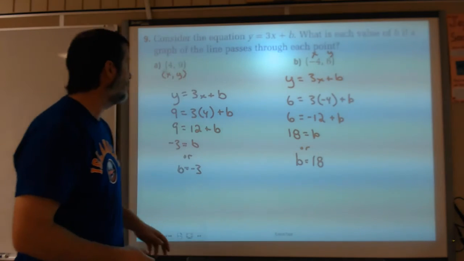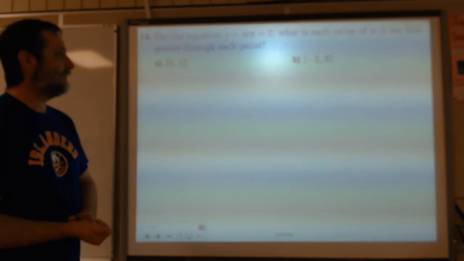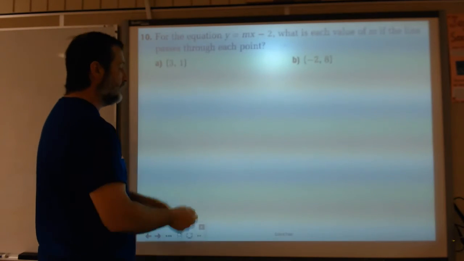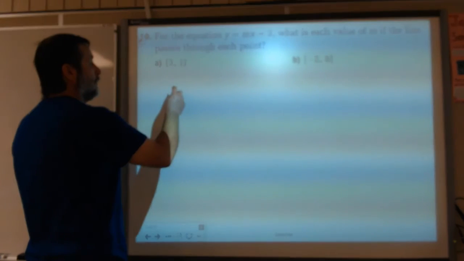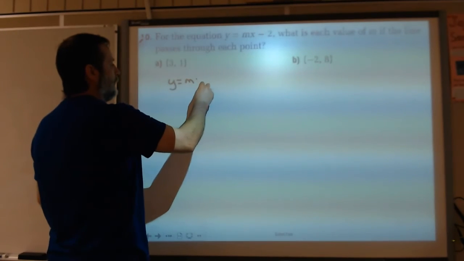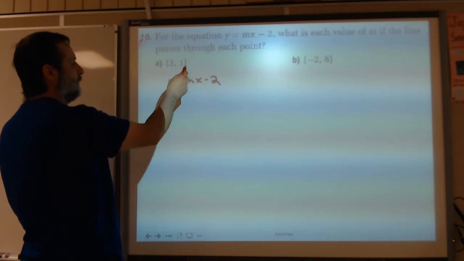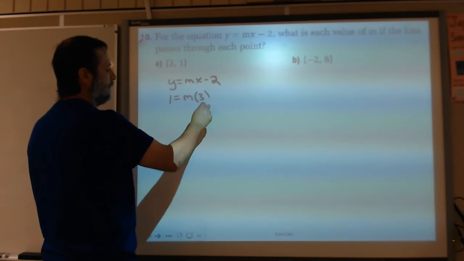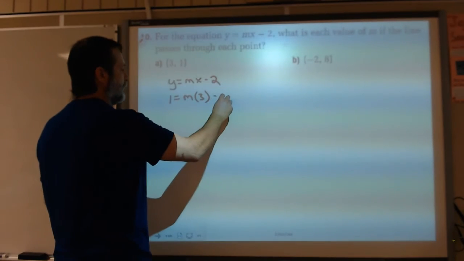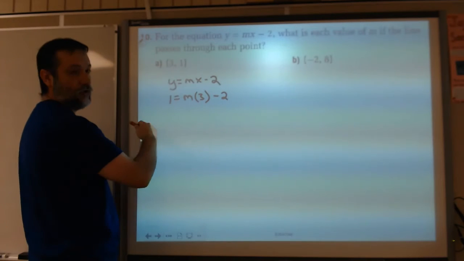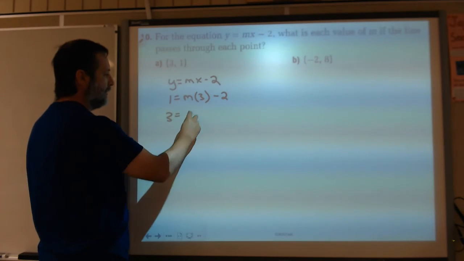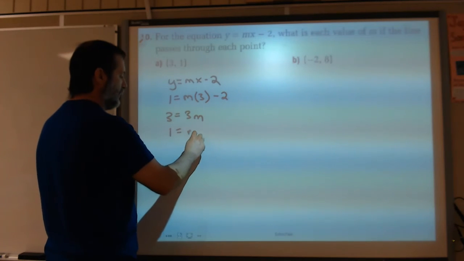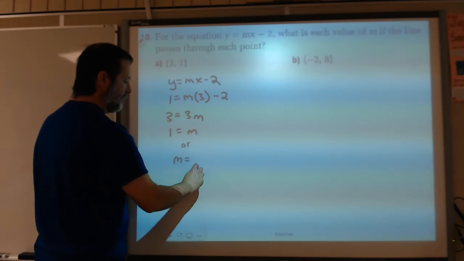When we go to the next question, number 10, we're getting the exact same setup. Now we're looking for a separate value, mx - 2, so we're looking for the m value. So y = mx - 2. What is the slope? y is 1, so 1 = m times 3, since x is 3, minus 2. I can add 2 to both sides, right? So 3 = 3m. Divide both sides by 3, and 1 = m, or m = 1.